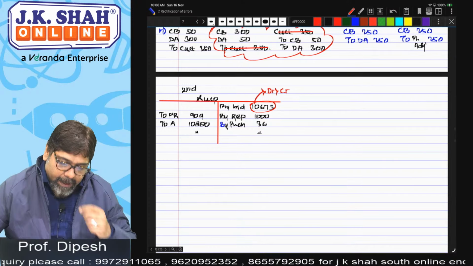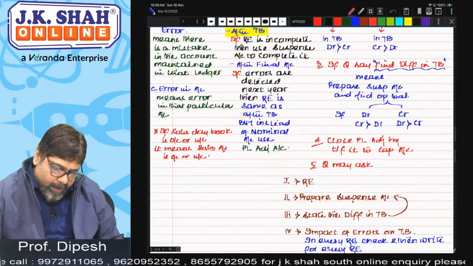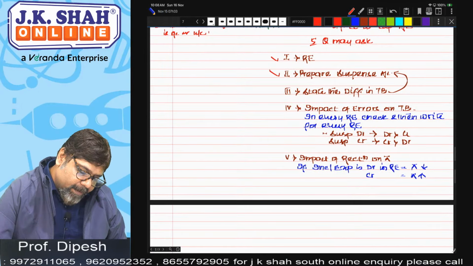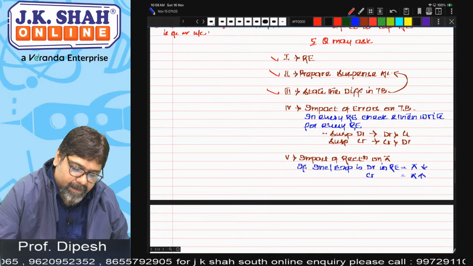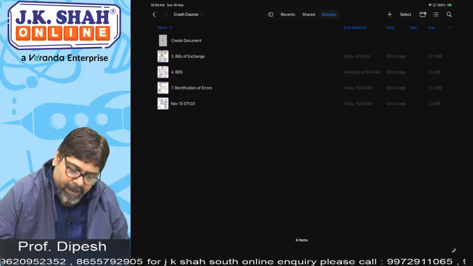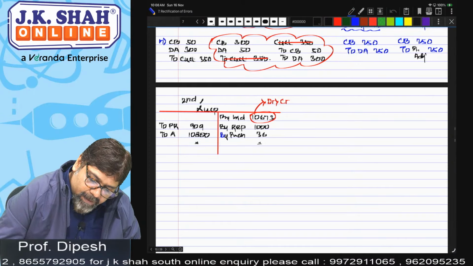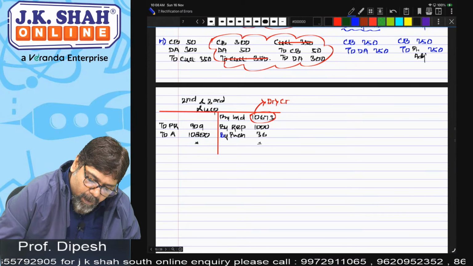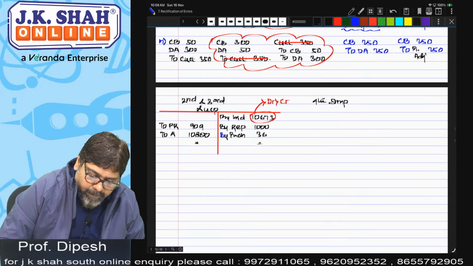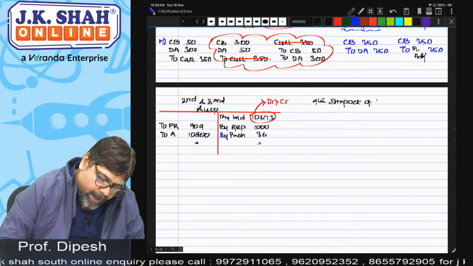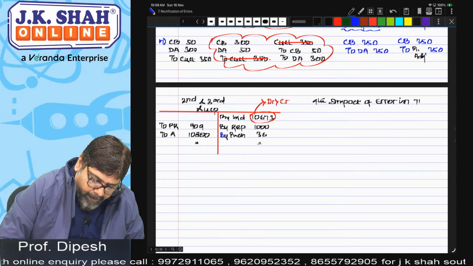Now charted, if you see what I would add: rectified entry, prepare suspense account, then state the difference. Second and third, both are done. Fourth: impact of errors on trial balance.